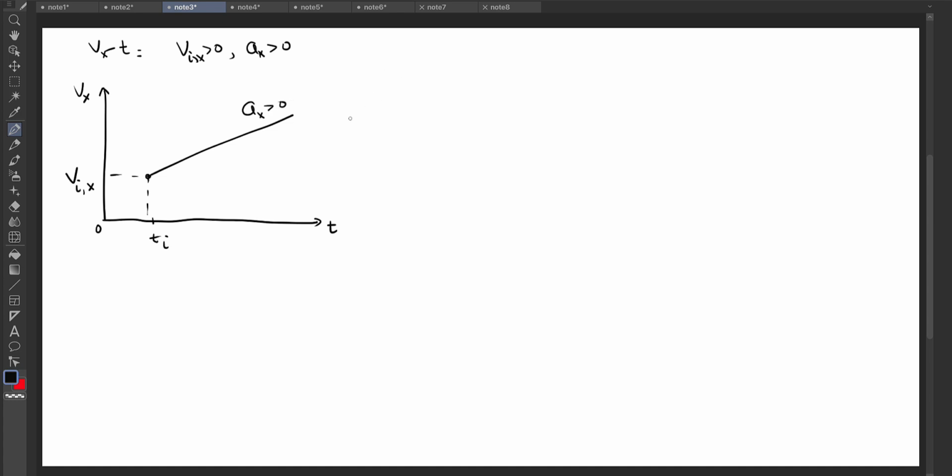Okay, so let's further this discussion because I want to figure out the position as a function of time. So how do I get from here to x as a function of time? How do I get that? Okay, so let's remember the velocity's definition. Vx is dx dt.